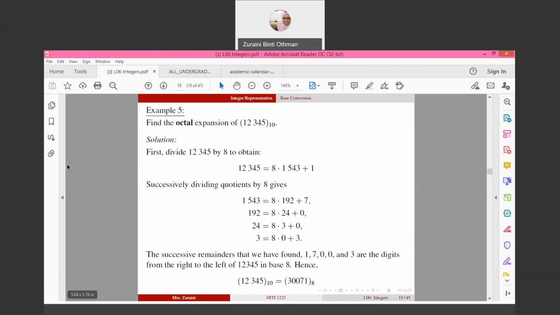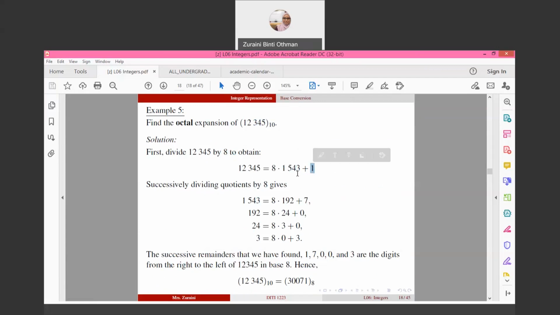Okay, here is example 5. Find the octal expansion from this decimal expansion, from decimal to octal. So, we have to do it like this. Okay, we have 12345. We have to divide by 8 because we want to find the octal expansion, right? So, when we divide it by 8, we found that it is 1543 and the remainder is 1.